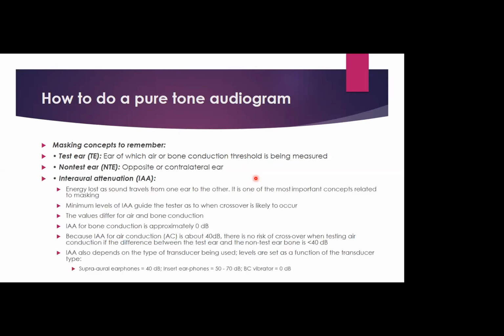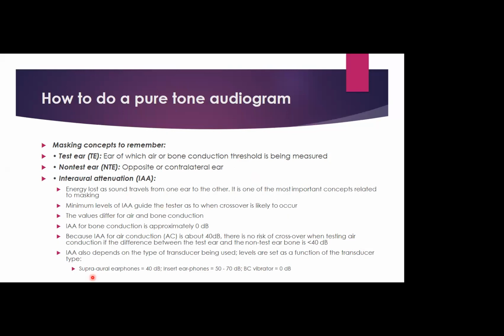So the various concepts which are important to remember while performing a masking procedure are the test ear, in which we are actually observing the thresholds, and the non-test ear, which is the opposite ear that we don't want to participate. Then the interaural attenuation, which is the energy lost as the sound travels from one ear to the other. The minimum levels of interaural attenuation guide the tester as to when the crossover is likely to occur. The values for air and bone conduction are different: it is 0 for bone conduction, whereas it is around 40 for air conduction. It also varies with the use of different transducers.